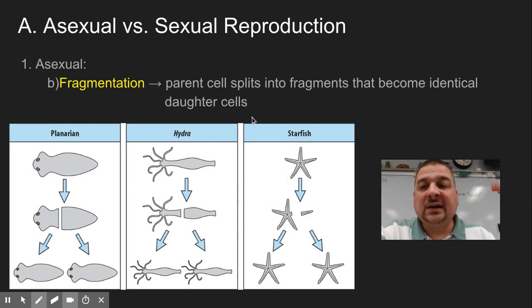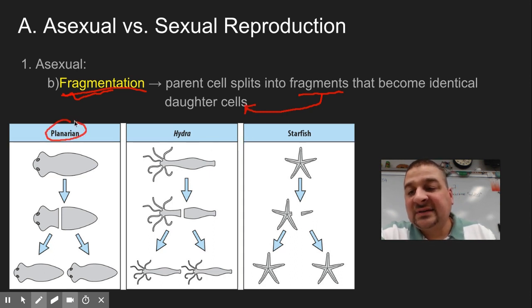The second type of asexual reproduction is called fragmentation. Just like it sounds, when something splits into fragments. A parent cell splits into fragments, and then those fragments will actually grow into the new daughter cells or the new individuals. One of the classic examples is the planarian or planaria. You take a planarian, and with a really clean, sharp razor or scalpel, you can cut it into multiple pieces, and then those fragments will grow into new planaria.